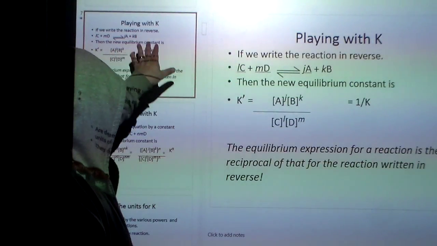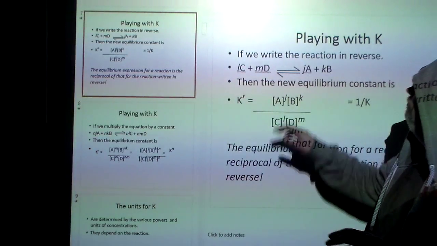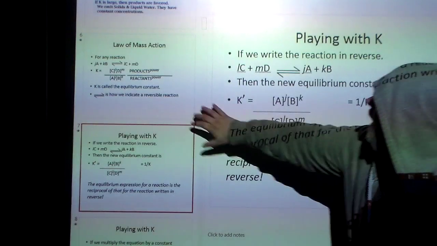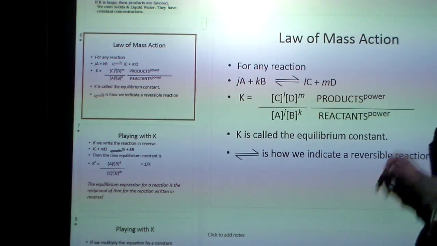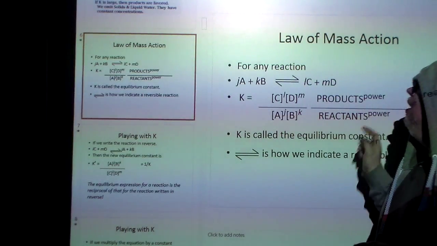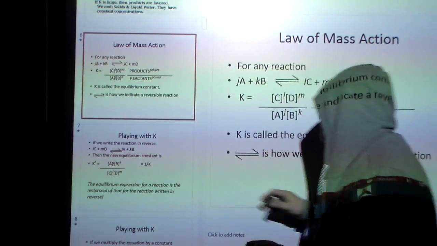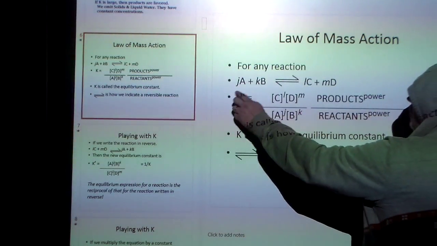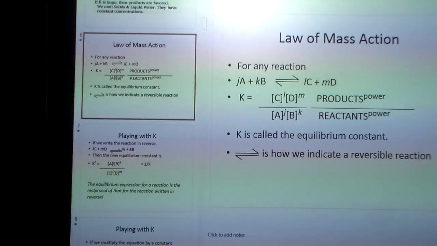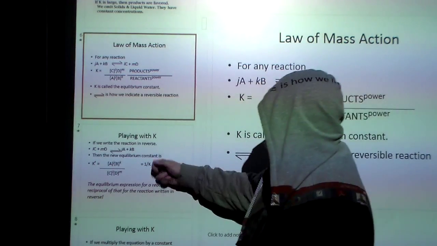Now, we can talk about playing with K, okay? Oh, let me go back here for one moment. When we look at the law of mass action, that's what they're talking about. They're talking basically about this law of mass action where we can get our equilibrium constant. Okay, this is our equilibrium constant here. This is what they are referring to when they say the law of mass action. And it's a law, it's not a theory, and it's not a hypothesis.